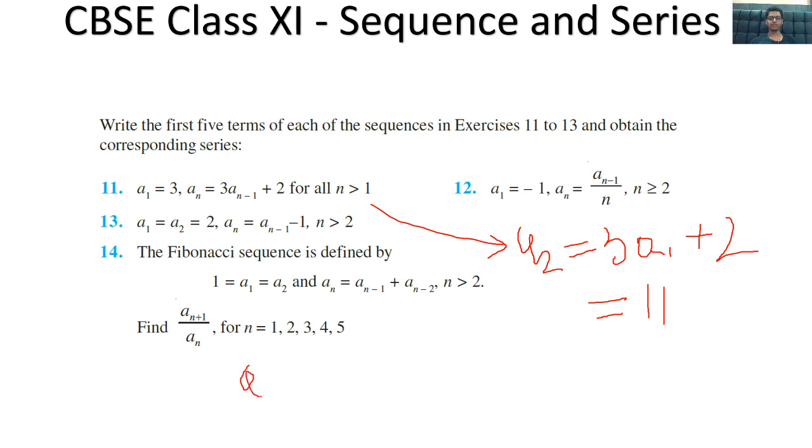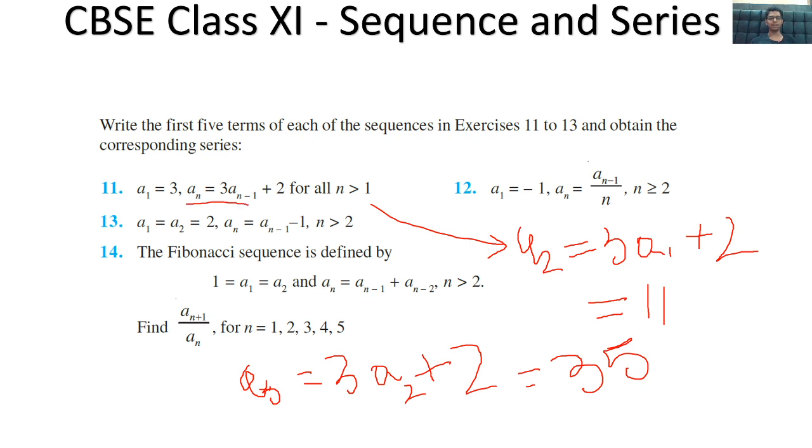Similarly, if we try to find a3, we can say a3 is going to be 3a2 plus 2. It's going to be 3 into 11, that's 33. 33 plus 2 is 35. So that's how we'll find the third term in the sequence of this particular series.